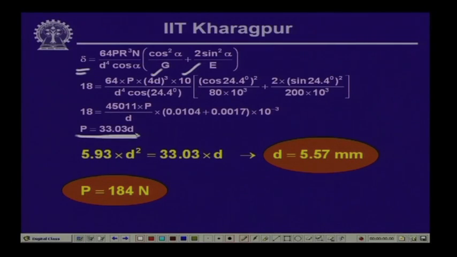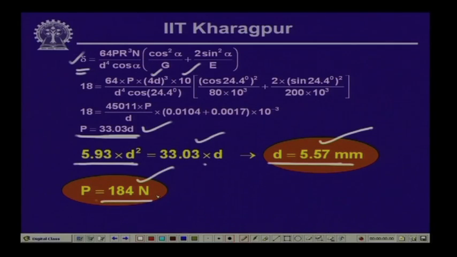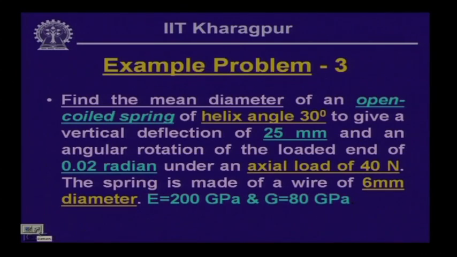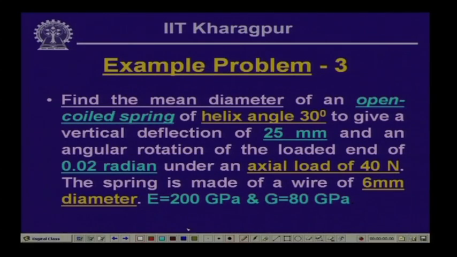Now, we have seen that P is equal to 5.93 d square, and now we get P as equal to 33.03 d from the limiting deflection delta. Now, if we equate these two, we get the value of d, the diameter of the wire, as 5.57 millimeter, and if we substitute this value of d in this particular expression, we can get the value of P, which is equal to 184 Newton. So, these are the values of the allowable P and the diameter of the wire that is to be used for forming the spring.